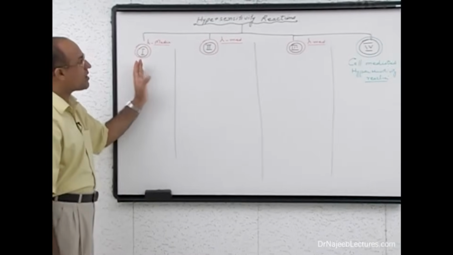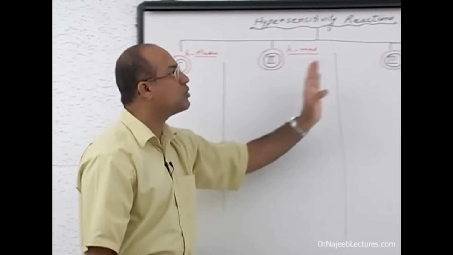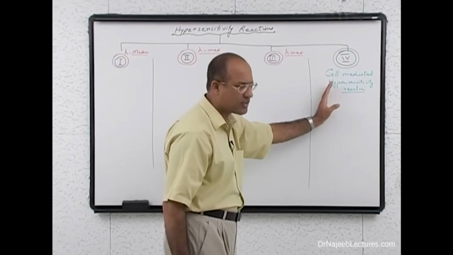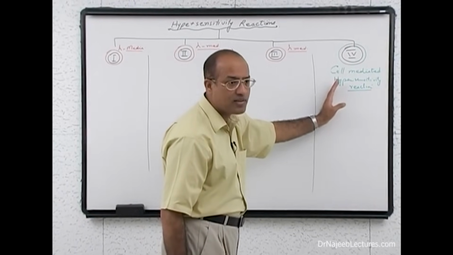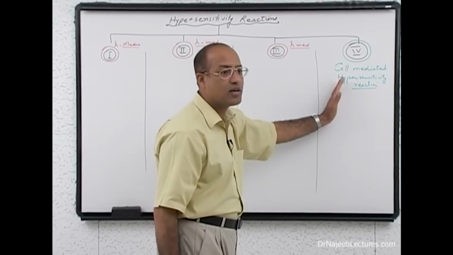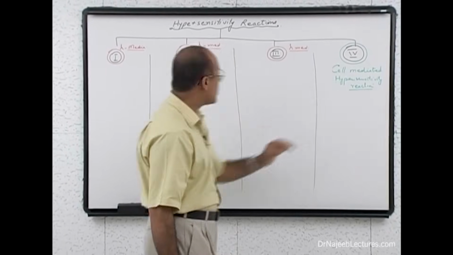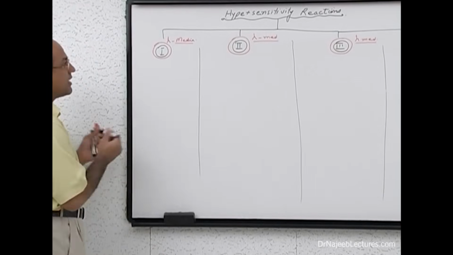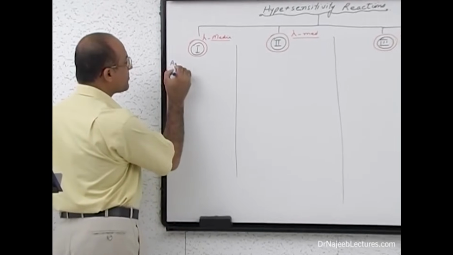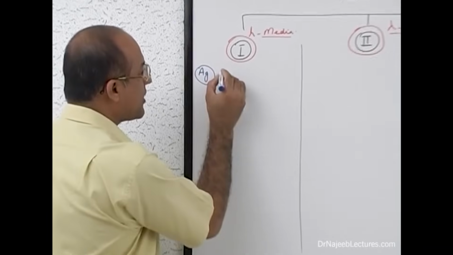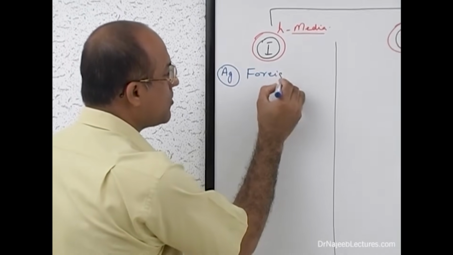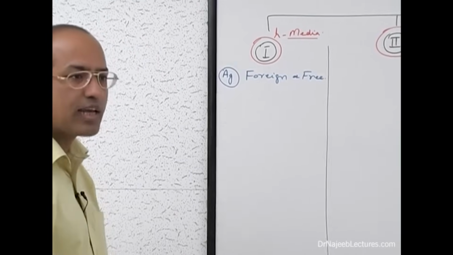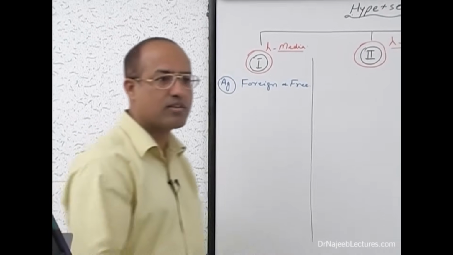Now, it's very important to differentiate between type 1, 2 and 3, because type 4 is too easy to differentiate: any hypersensitivity reaction which does not involve antibody and which involves only the immune cells must be type 4. So how do you differentiate type 1, 2 and 3? One way to differentiate is, in type 1, antigen is always foreign and free, like pollen grains or some foodstuff.